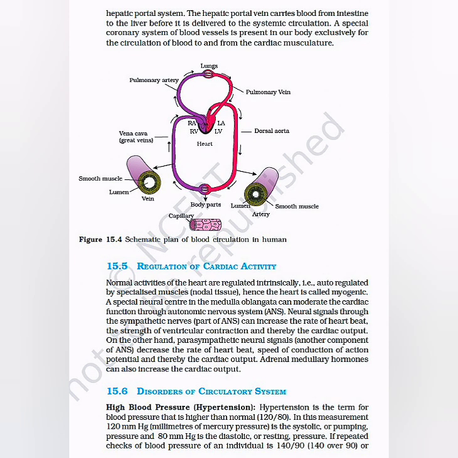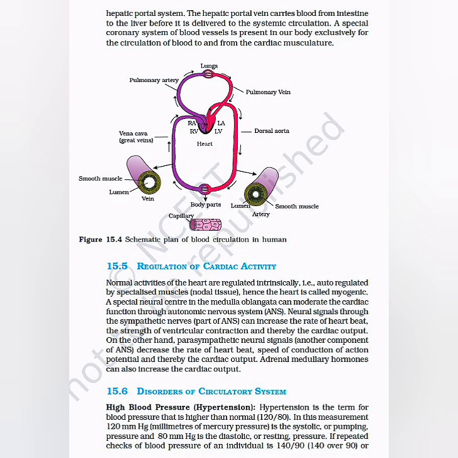Regulation of cardiac activity. Normal activities of the heart are regulated intrinsically, that is, auto-regulated by specialized muscles, the nodal tissues. Hence, the heart is called myogenic. A special neural center in the medulla oblongata can moderate the cardiac function through the autonomic nervous system. Neural signals through the sympathetic nerves can increase the rate of heartbeat, the strength of ventricular contraction, and thereby the cardiac output. On the other hand, parasympathetic neural signals, another component of ANS, decrease the rate of heartbeat, speed of conduction of action potential, and thereby the cardiac output. Adrenal medullary hormones can also increase the cardiac output.